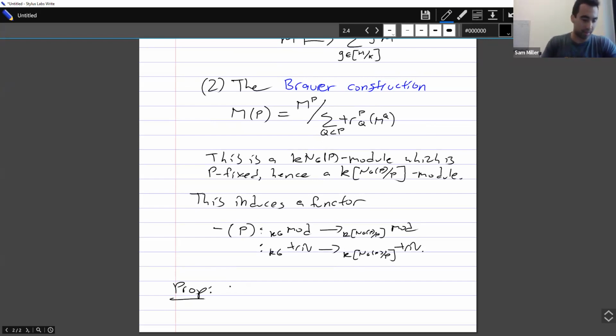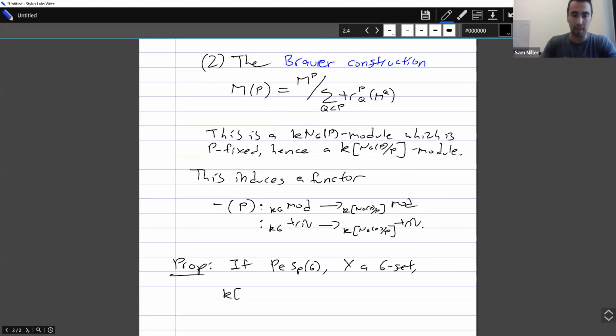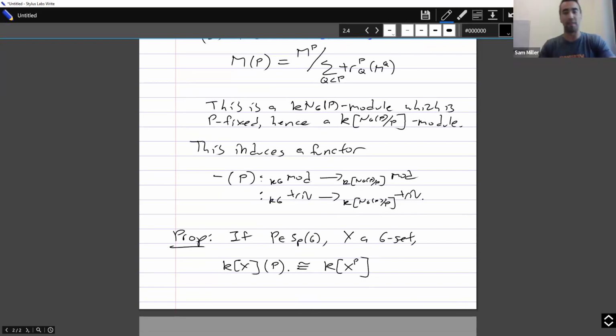So this can be seen as sort of a generalization of taking the fixed points of a G set. So if we have a p-subgroup P in G, and X a G set, then we have a natural isomorphism. The KG module KX, if we take the Brauer construction there, is just the same thing as first taking the P fixed points of the G set and then K-linearizing. And this is a natural isomorphism, canonical isomorphism.